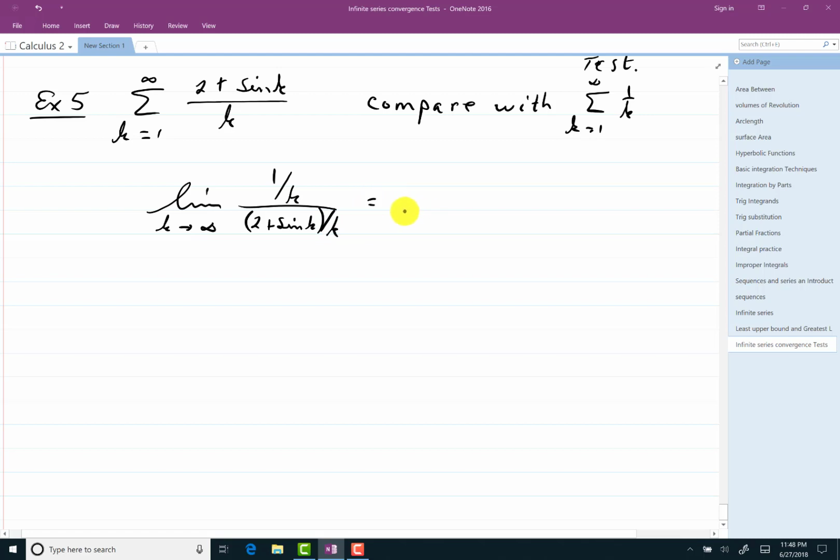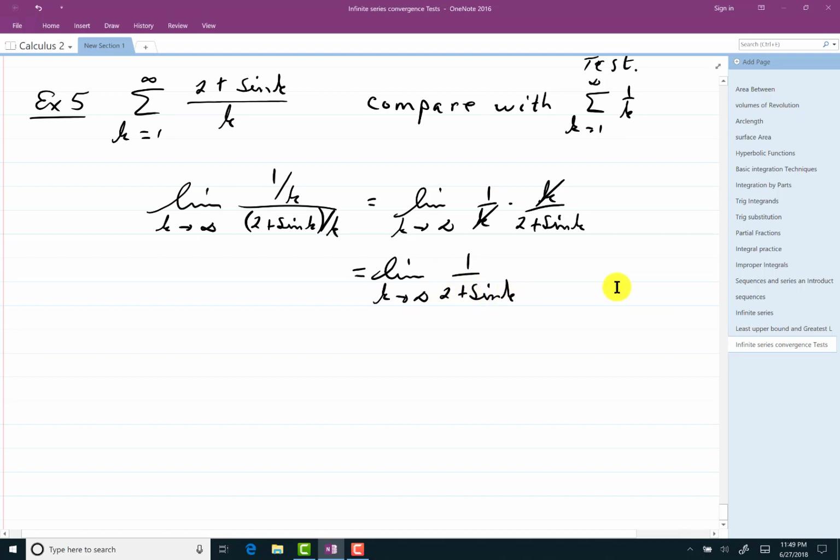And that equals the limit as k goes to infinity. So here, when I flip the top and the bottom, I'm going to get 1 over k times k over 2 plus the sine of k. So the k's will cancel. And here I'll have 1 over 2 plus sine of k. Well, unfortunately, this limit does not exist. It does not end up being a number. It's not infinity. It's not 0. It's not anything. It just does not exist. So the test fails.